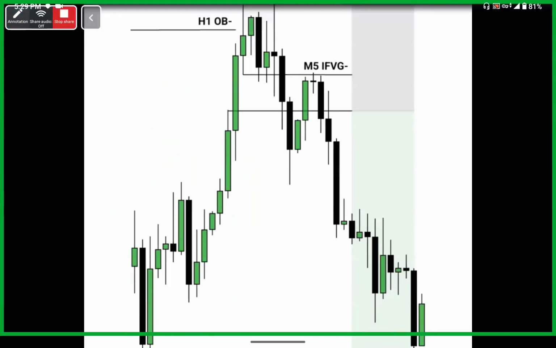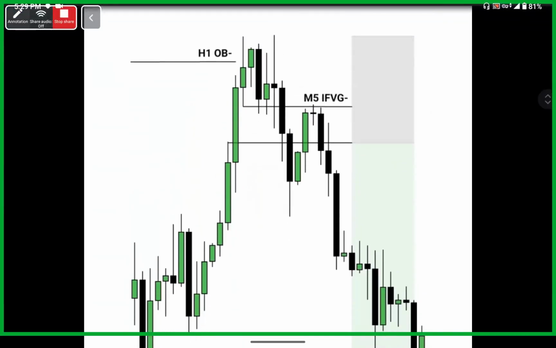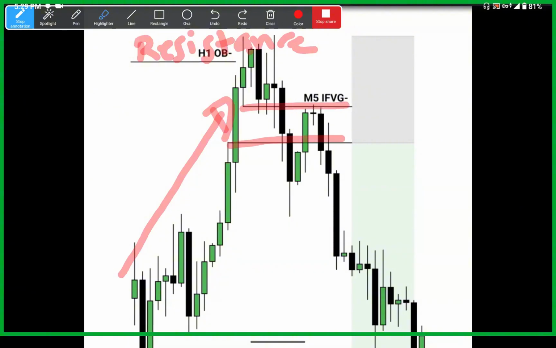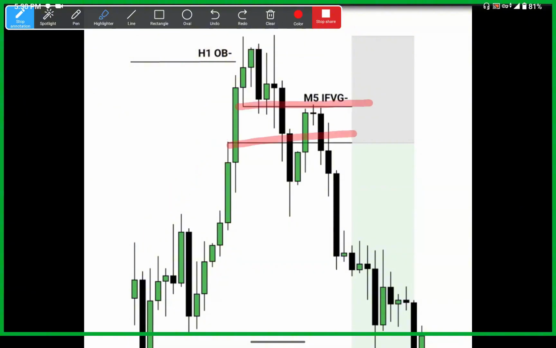This is another scenario. This is a higher time frame point of interest, which is a key level. So price was going upward, it was bullish. Then once it taps this resistance level, it reverses and it closes below this fair value gap. So this fair value gap becomes an inversion fair value gap. So after closing below, price will come and retest.